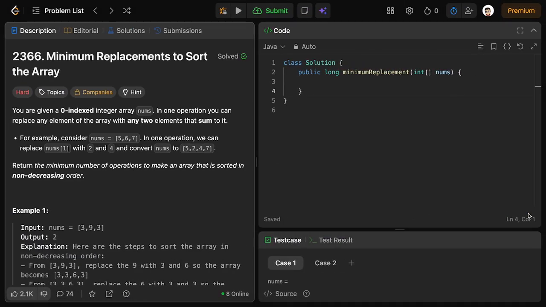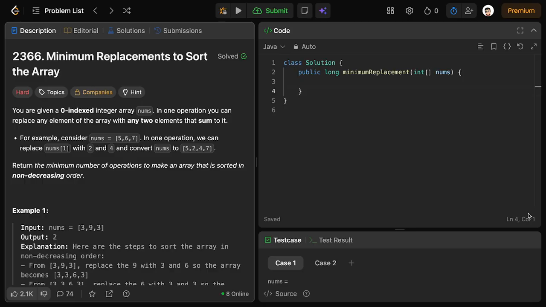Hello. So the problem that we're going to be solving today is minimum replacements to sort the given array. This is a classic interview problem that is asked in big tech companies like PayPal. You are given a zero indexed integer array nums. In one operation, you can replace any element of the array with two elements that sum to it.